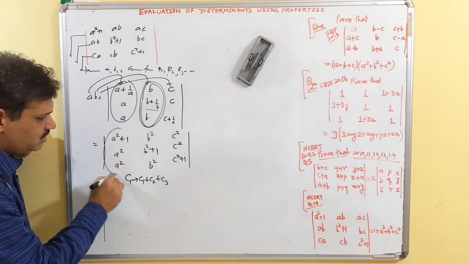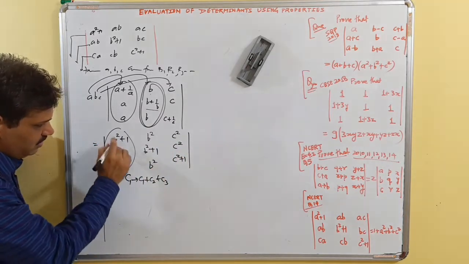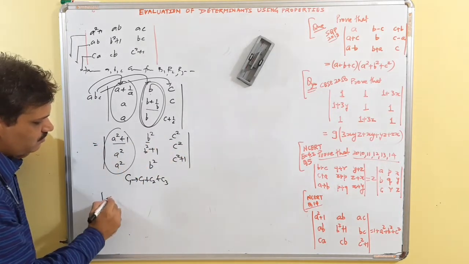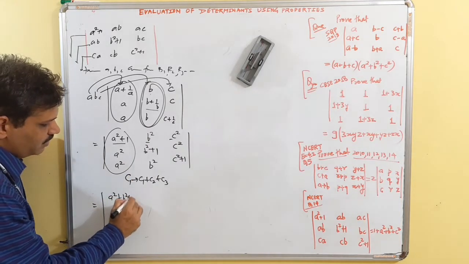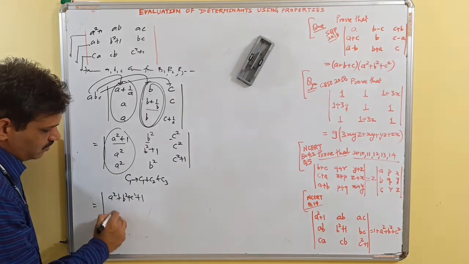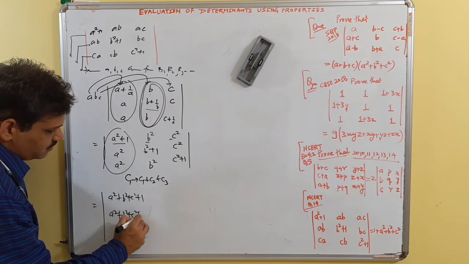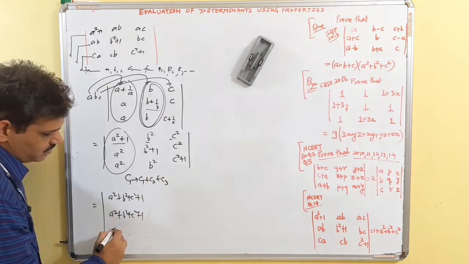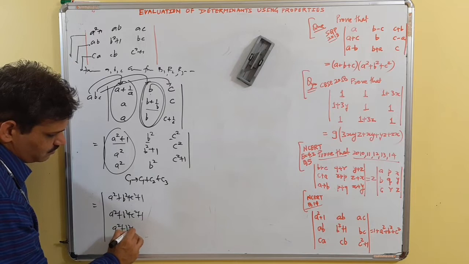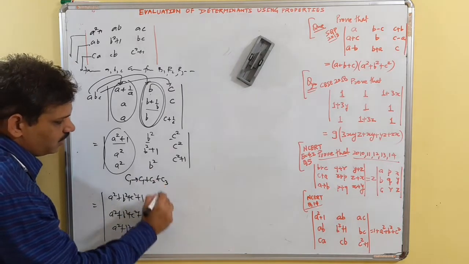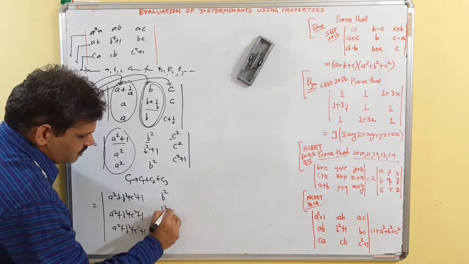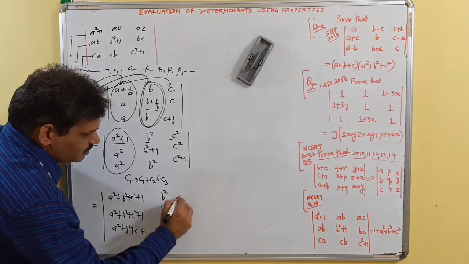So there is a change in C1, no change in C2 and C3, and here we get a square plus b square plus c square plus 1 in every entry of the first column. Here it is b square, b square plus 1, and also b square, c square, c square, c square plus 1. Now a square plus b square plus c square plus 1 is common from column 1.